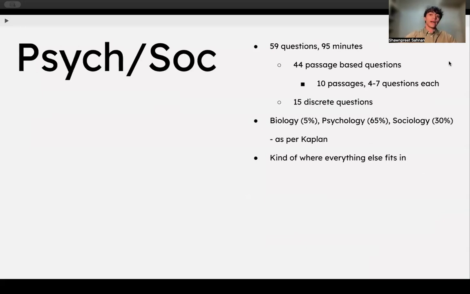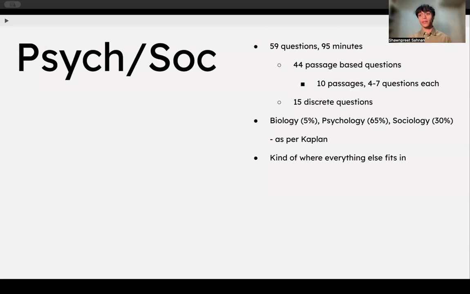Psych Soc, this is our last section. This is kind of where everything else fits in. You'll see there's a big part of psych and soc in there, just a tiny little bit of biology, and the same breakdown as Chem Phys and BB with 10 passages and 15 discretes.